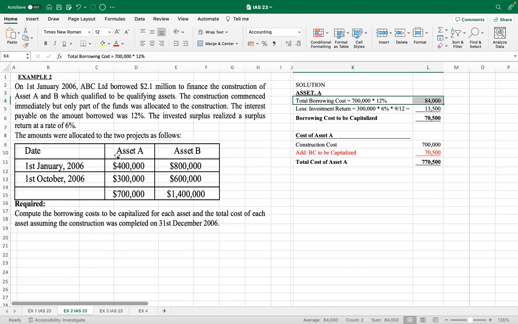So how many months are those? Those are 9 months. And we invested it at a rate of 6%. So 300,000, invested for 9 months because it was not being used immediately, at a rate of 6% for only 9 months, gives you a return of 13,500.